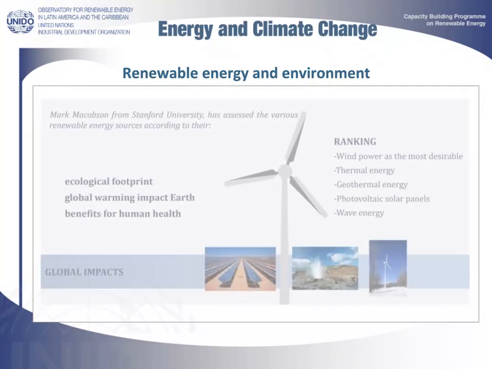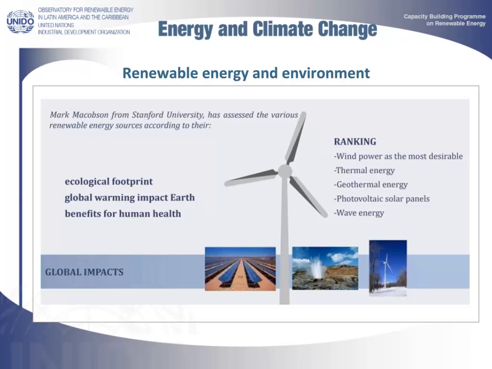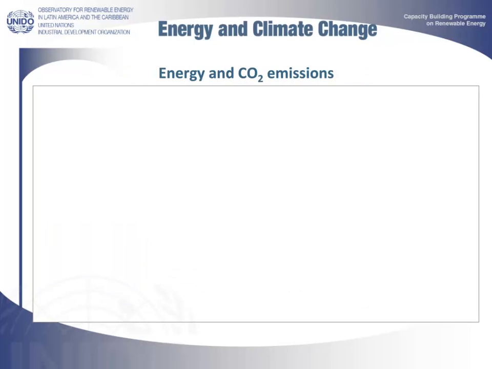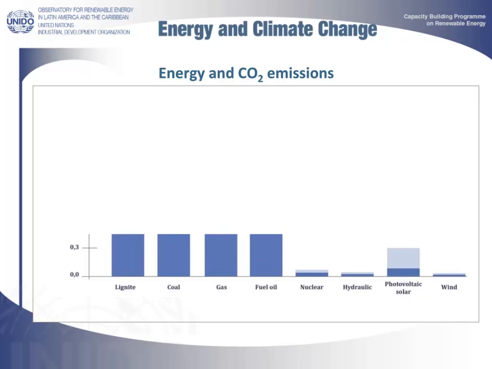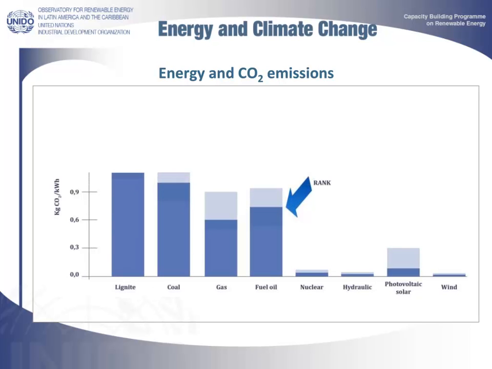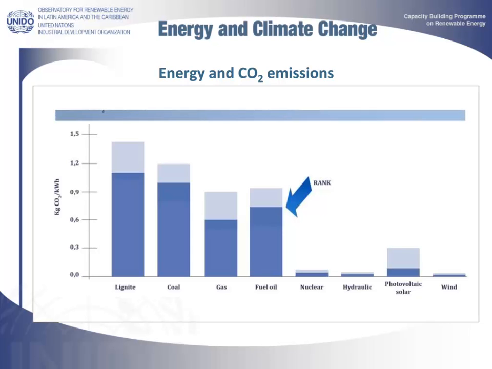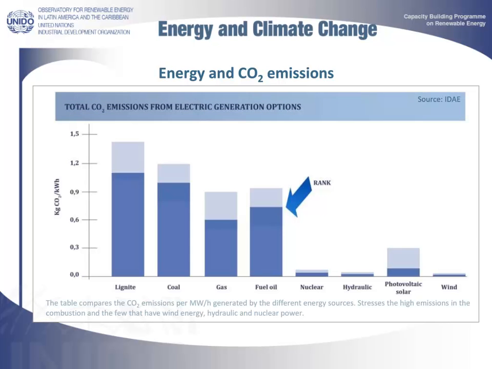A Stanford University study established a ranking of renewable energies based on the ecological footprint, the impact on the environment, and health benefits. With these parameters, it establishes the ranking shown in the slide, which highlights wind power as being the most appropriate. This table compares CO2 emissions per kilowatt-hour generated, which come from different energy sources. Note the high emissions produced in the process of energy generation through combustion, and the low levels of emission produced by wind, hydraulic, and nuclear power.